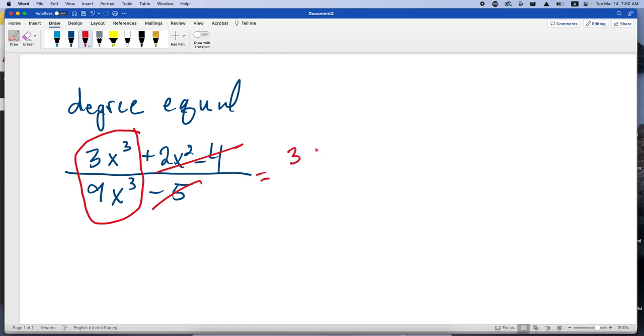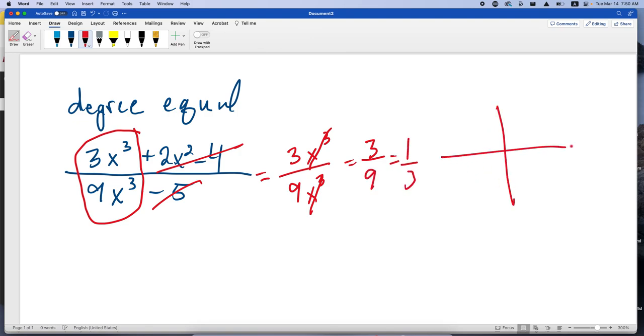And so this becomes like 3x to the third over 9x to the third. The x's are going to cancel each other out, right? Because they're the same number. So this is going to behave like 3 over 9, which is 1/3. So what that means is we'll have a horizontal asymptote at y equals 1/3. Okay, so that's one case. Notice it's just the ratio of the coefficients.